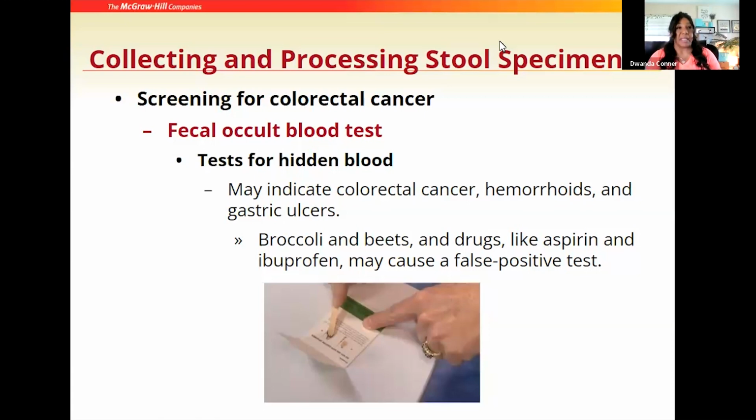If there is blood that is found within the stool, it may indicate colorectal cancer, could possibly be hemorrhoids as well as gastric ulcers. However, broccoli and beets, and drugs like aspirin and ibuprofen, may cause a false positive test. So these would definitely be qualifying questions that we would ask our patient prior to collecting and processing the sample.